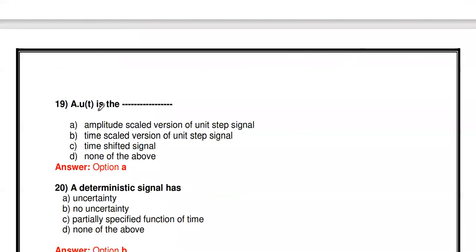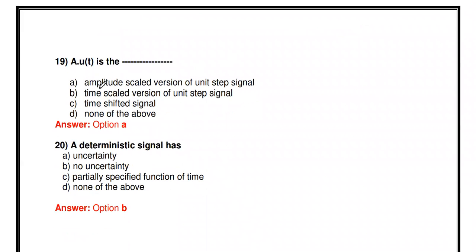And the next one is a into u of t. Is it the amplitude scaled version of unit step signal, time scaled version of unit step signal, time shifted signal, or none of the above? Here u of t is the unit step, so the unit step amplitude is multiplied with some constant a. That's why it is said to be the amplitude scaled version. Amplitude scaling means the amplitude of the particular signal is increased by some scalar amount, either a positive scalar or negative value. So it is the amplitude scaled version.